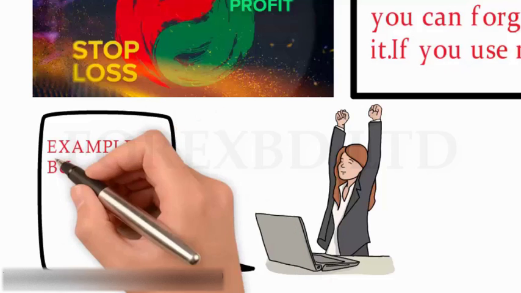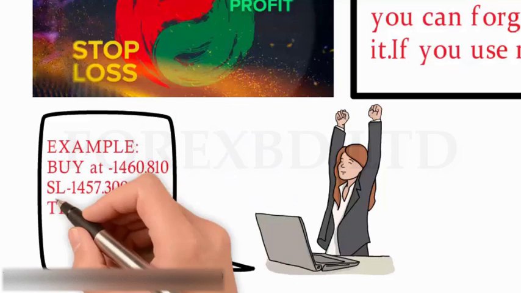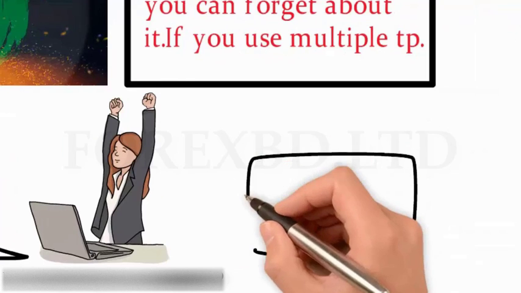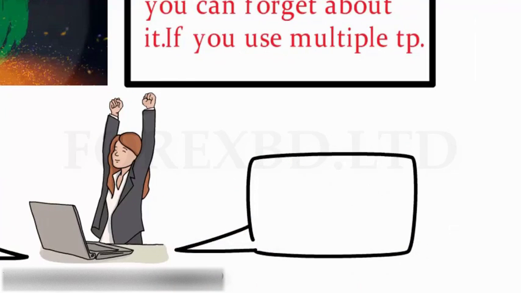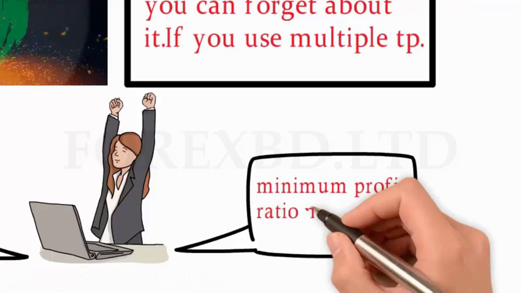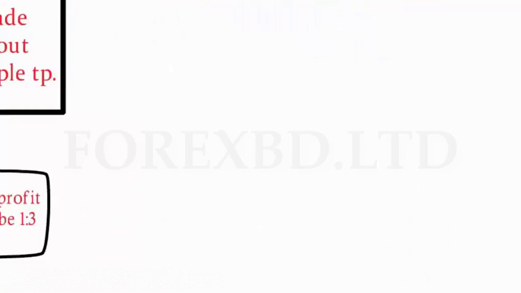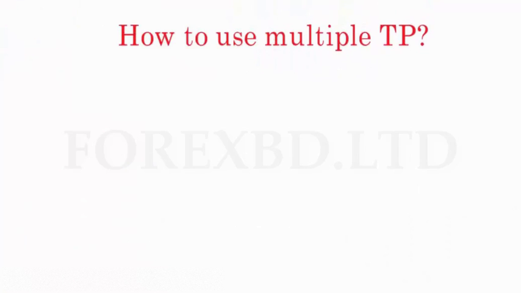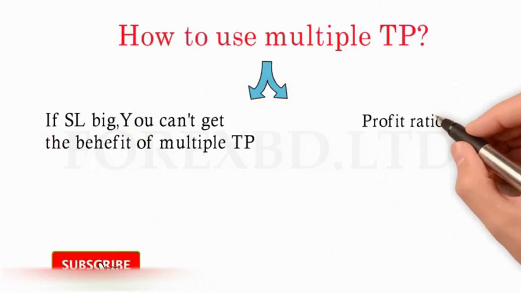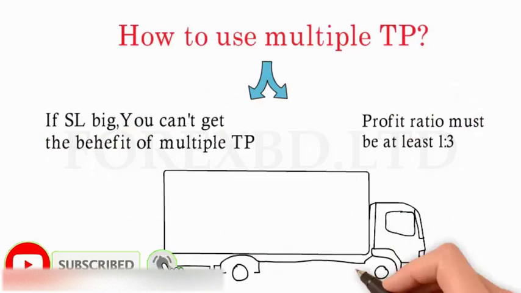But I want to say another thing. If you want to use multiple TP, you have to use a small SL. If you join any signal group where the SL is 50 pips or 100 pips and the TP is also 50 pips or 100 pips, that means the profit ratio is 1:1. You will not be profitable by using multiple TP. Because of your high SL, if any trade goes against you, you will face a total loss.